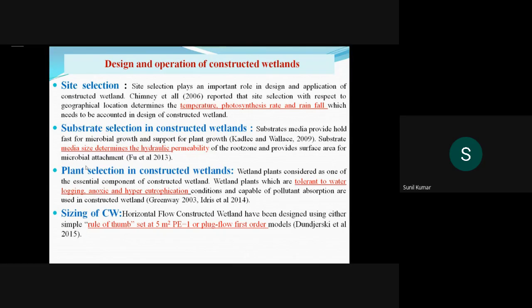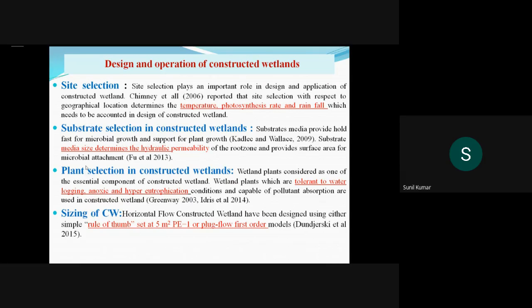Next one is the plant selection. Plant selection also plays a very, very important role. Whatever plant is selected should be tolerant to water logging, anoxic and hypereutrophic conditions. Otherwise, if it is not tolerant, the plant will die. Maybe it cannot survive in the hypereutrophication because of the higher ammonia formation inside the root zone, or water logging. Certain plants will also die.